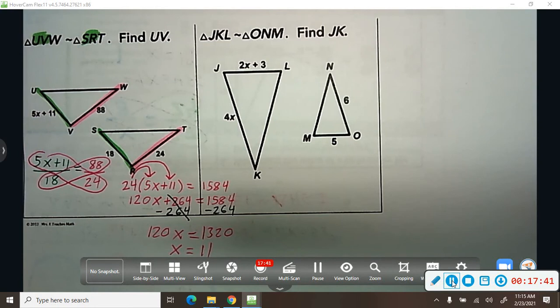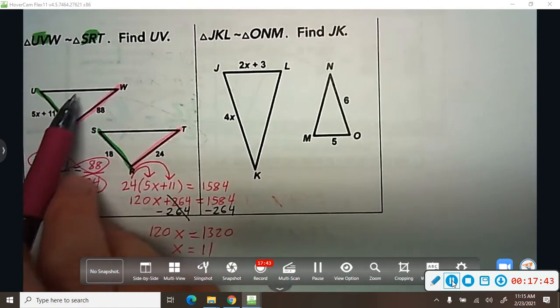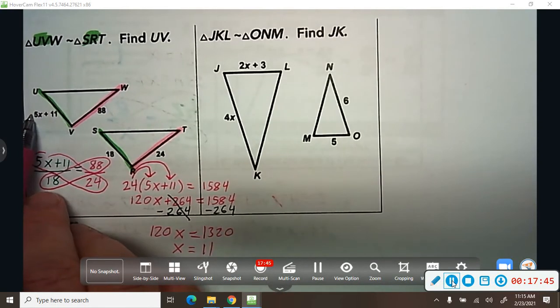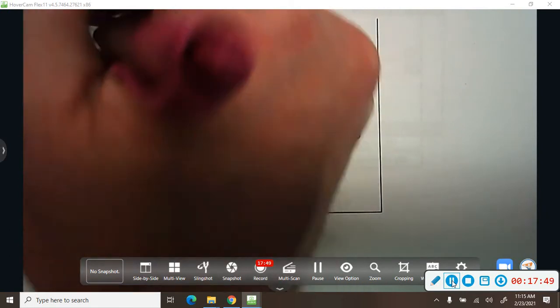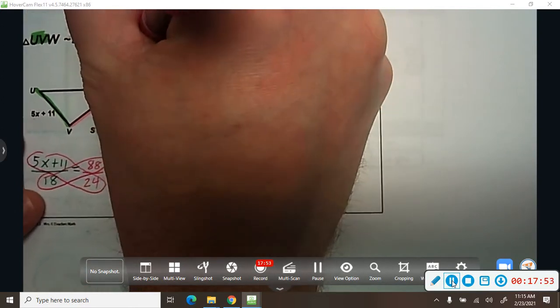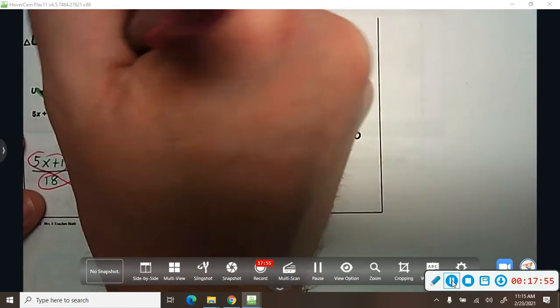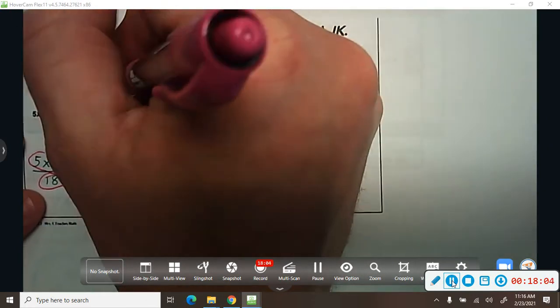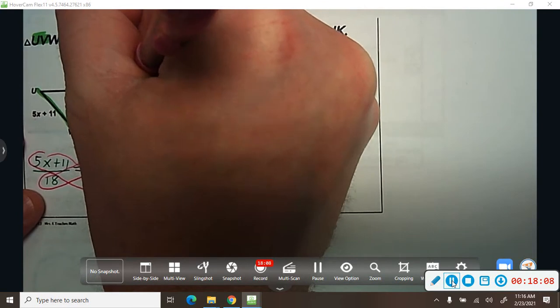But the answer is not 11. They want you to find UV. UV is 5x plus 11. But you know that x is 11. So what's 55 plus 11? That'd be 66. So UV is 66.